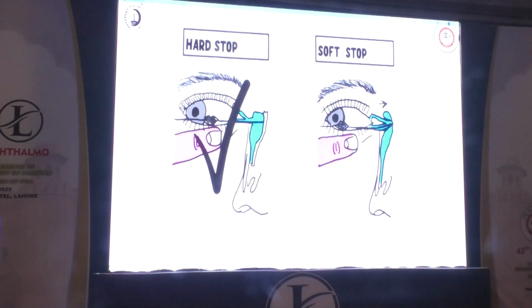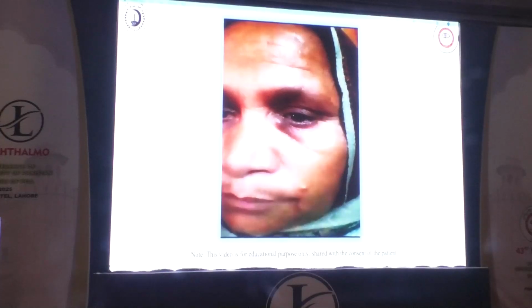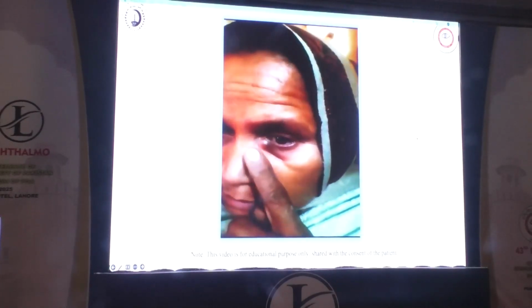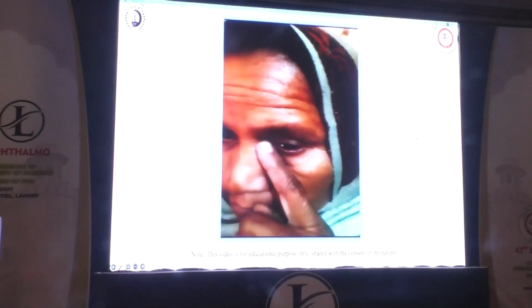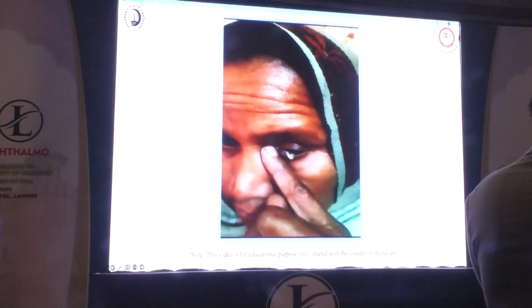So this is the right indication for doing the DCR. Some clear patients who have regurgitation positive don't need any stringing or probing. You can do straightforward DCR surgery in these patients. So this is my patient, and this is clearly regurgitation positive.